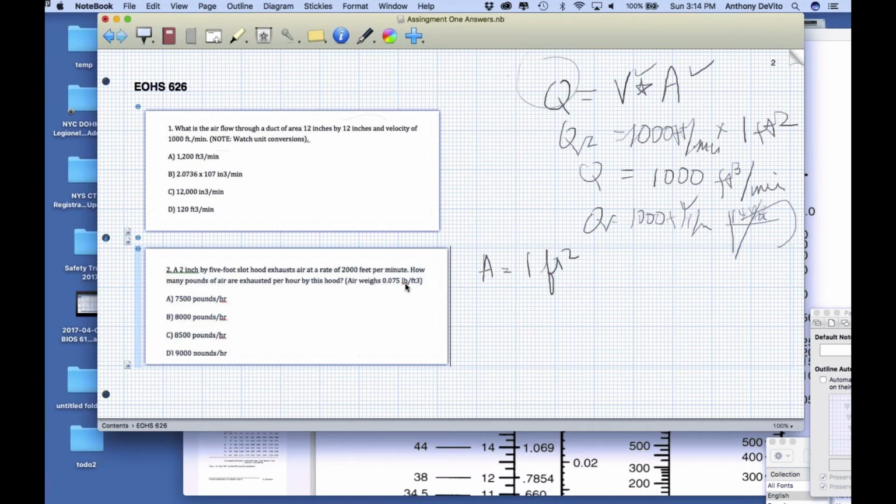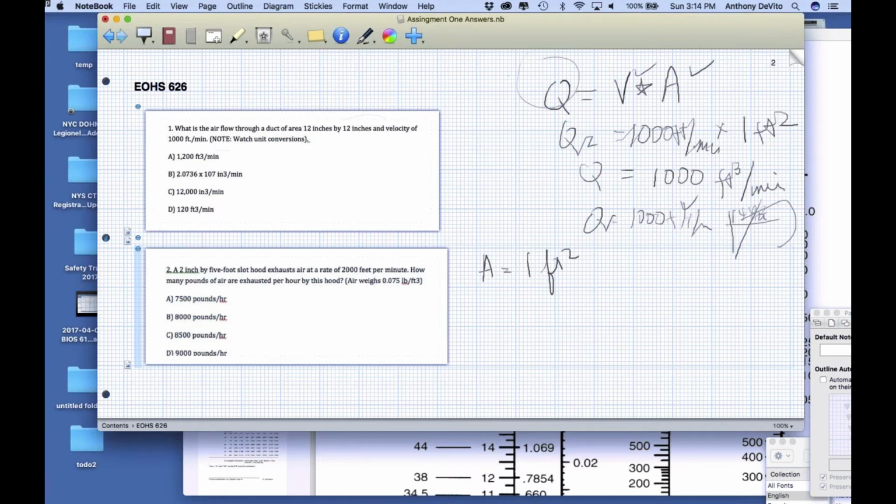And here we've given you the density factor for air: air weighs 0.075 pounds per cubic foot. So let's see how much air we have. How much air is exhausted per hour, right?